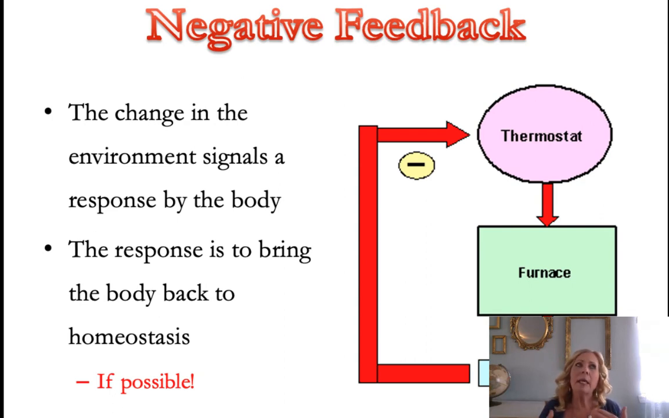So basically in negative feedback, something goes down lower than it's supposed to be, no problem. The body does whatever it needs to do to bring it back up to the level it's supposed to be. So that's where the word negative comes from. Something's going down in the body, but the body brings it back up to the normal level. So the down part is the negative part.